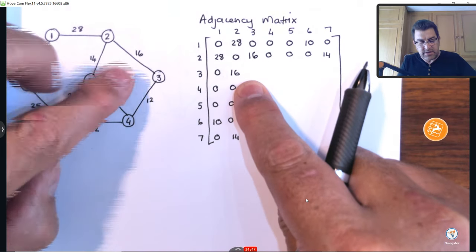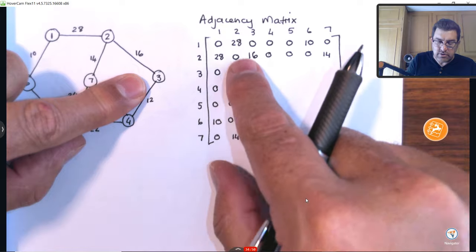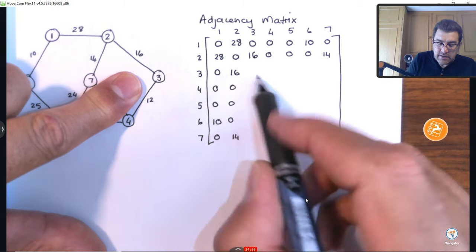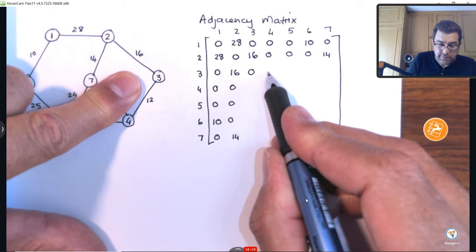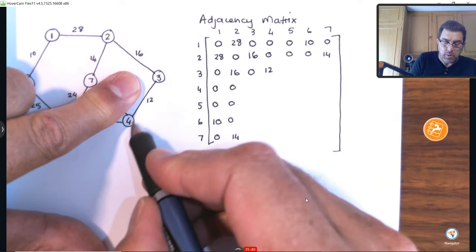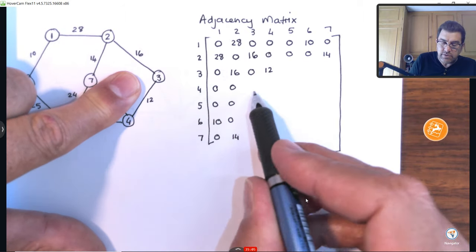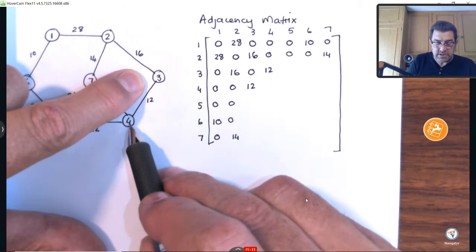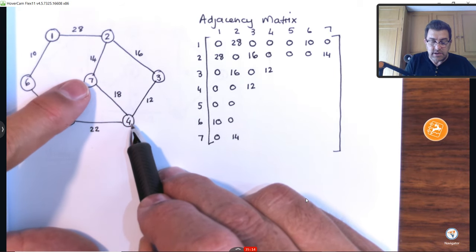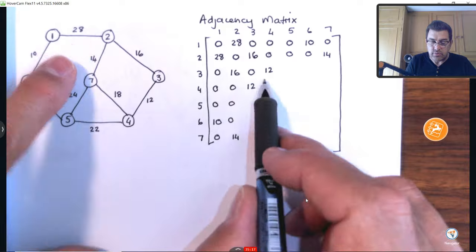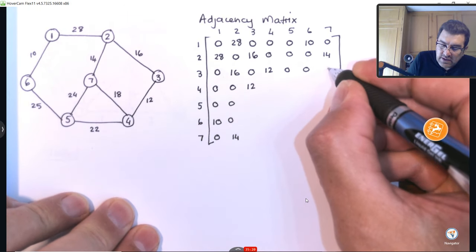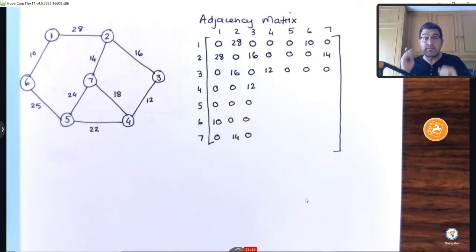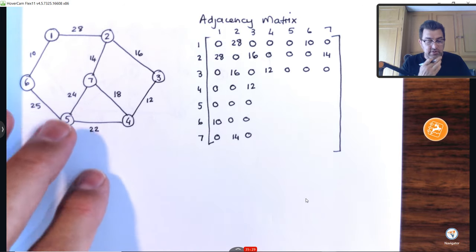So let's go to vertex 3. Vertex 3 is connected to 2, we've already recorded that. 3 to 3 is 0. 3 to 4 is a weight of 12, and so 4 to 3 will also carry a weight of 12. Is there another vertex that it's joined to? Absolutely not. 3 is only joined to 4 and 2. So for the rest, we record the zeros that they told us in our definition of the algorithm that we're applying. Okay, so now we go to 4.